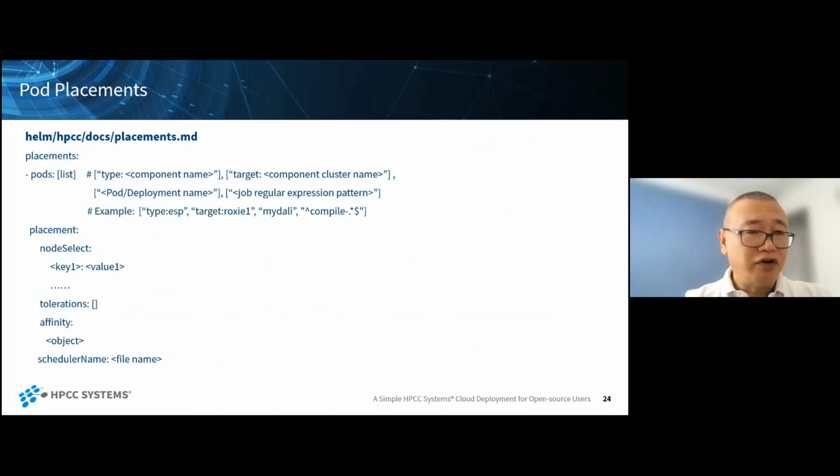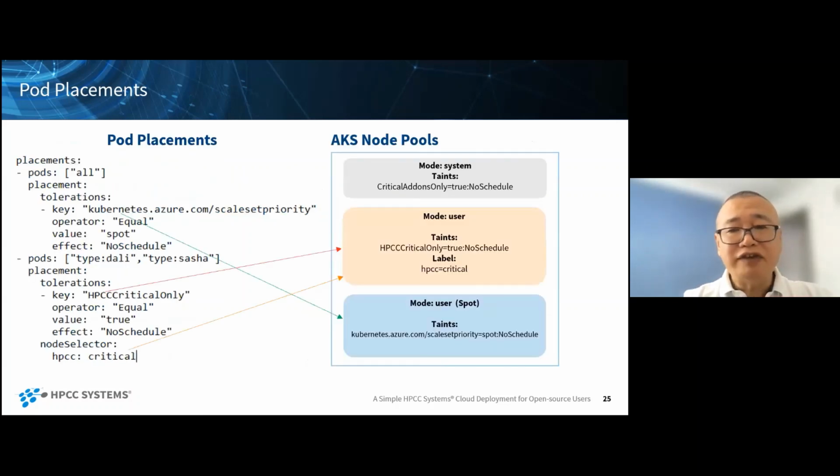So here is the format HPCC supports. You can reference the file called placement.md. Basically, you first define which pods you want to have this definition. And then for the real placement, you can have a node selector, you can have tolerations, affinity, and or the scheduler name fields. Here I give an example.